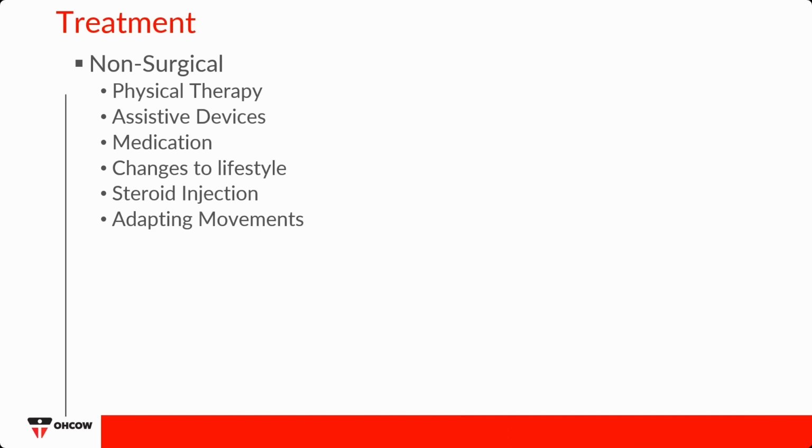So that is the first line treatment: education, non-pharmaceutical, which is your assistive devices, physical therapy, activity modification. For example, if your patient is involved in high impact sport, you probably want to tell them to give up long distance running, maybe do swimming or cycling, which is less impactful on the joint. So conservative management first.